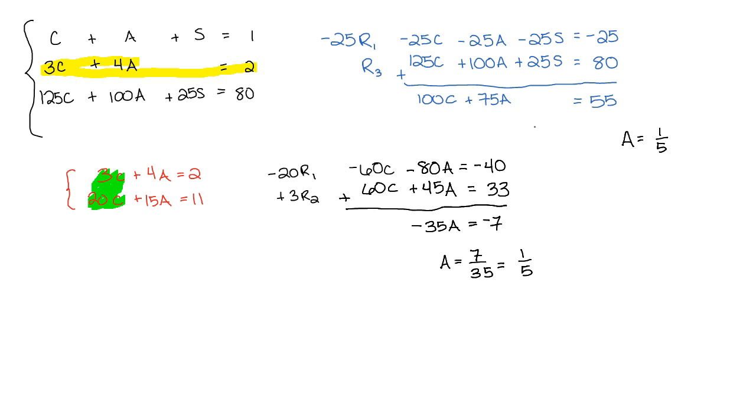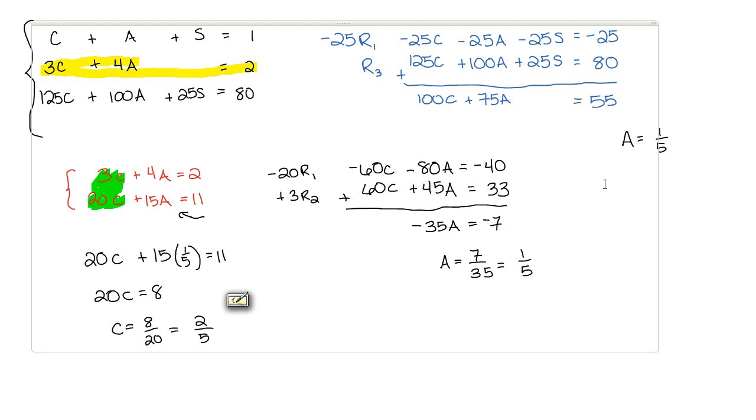And now I will use that, a being 1/5, to find out what c is. I'll plug it into this equation here. So 20c plus 15 times 1/5 is equal to 11. Well, 15 times 1/5 is 3. I'll subtract 3 from both sides. I get 20c is equal to 8, or in other words, c is equal to 8/20ths. That does reduce to 2/5. So the amount of cranberry juice that I need is going to be 2/5.